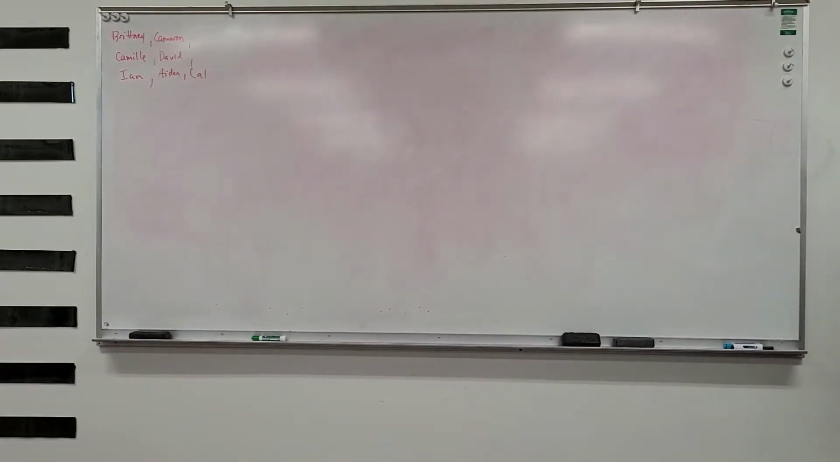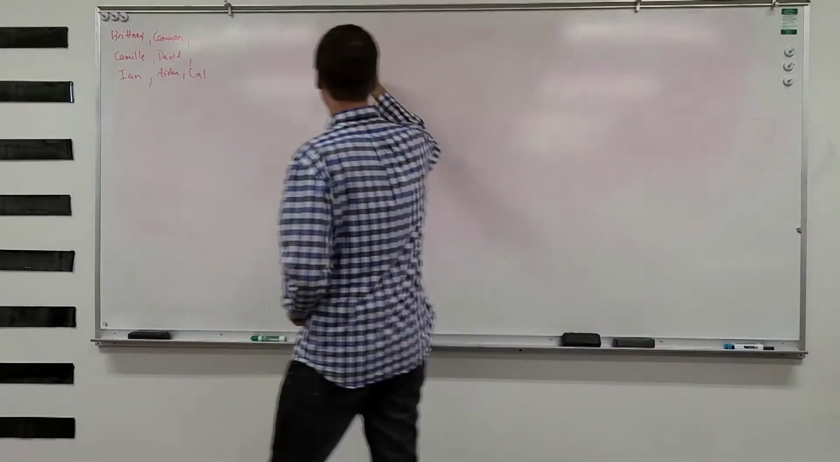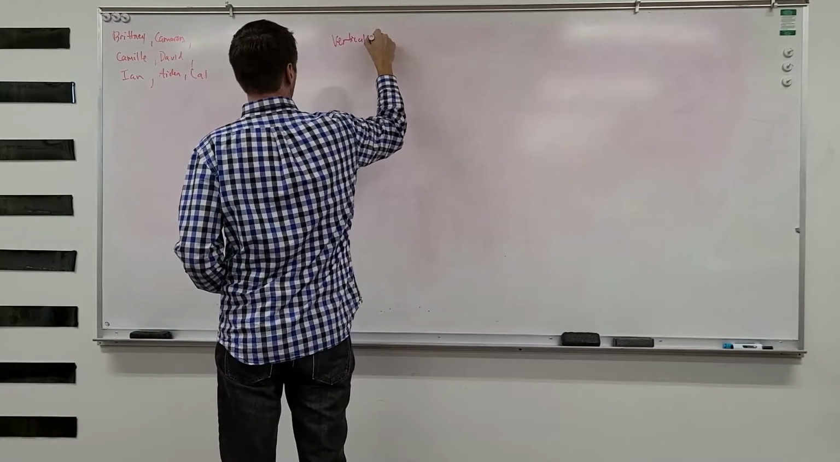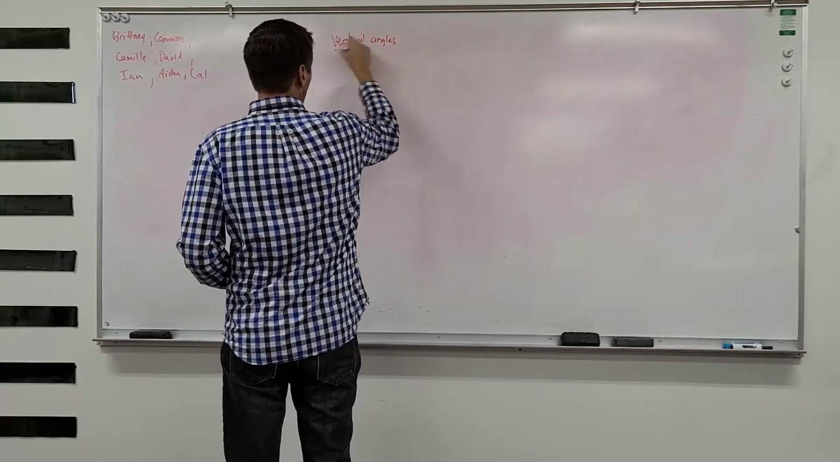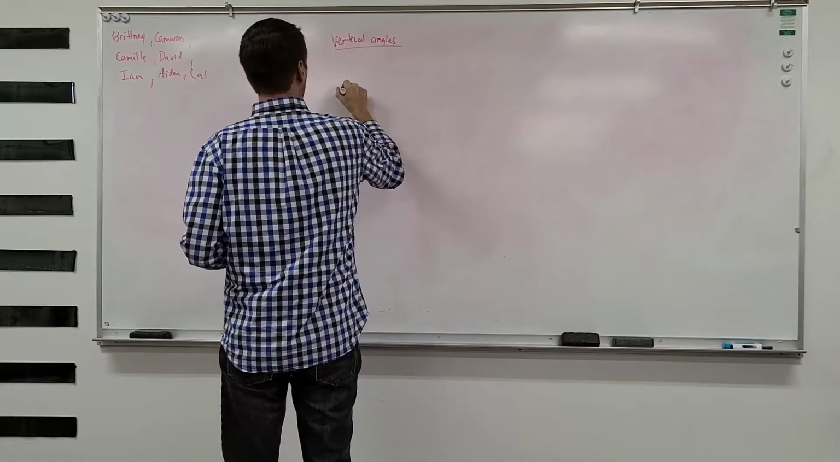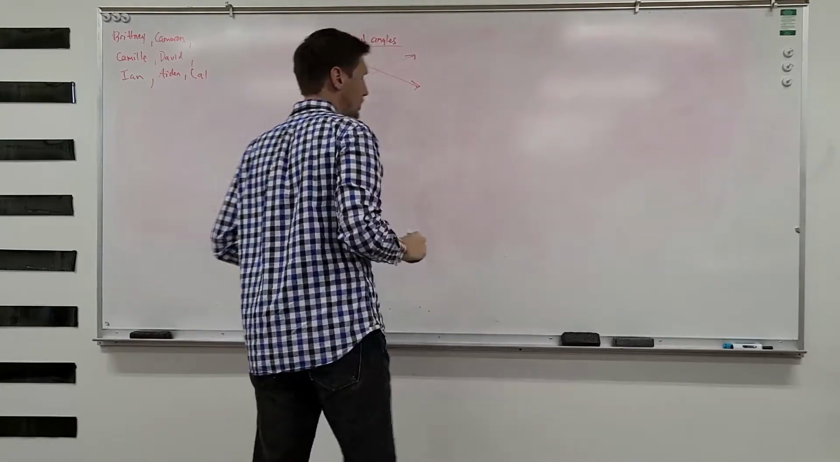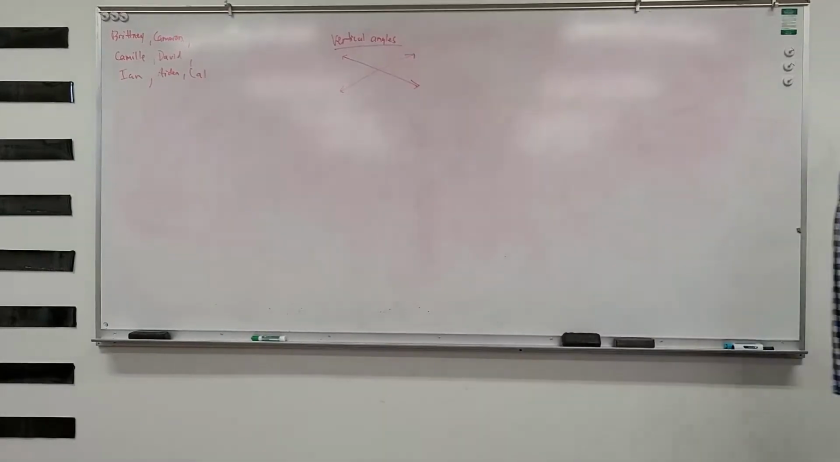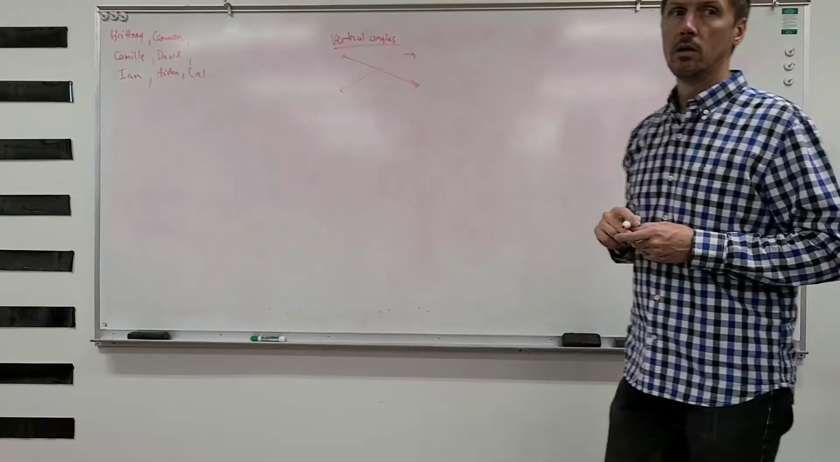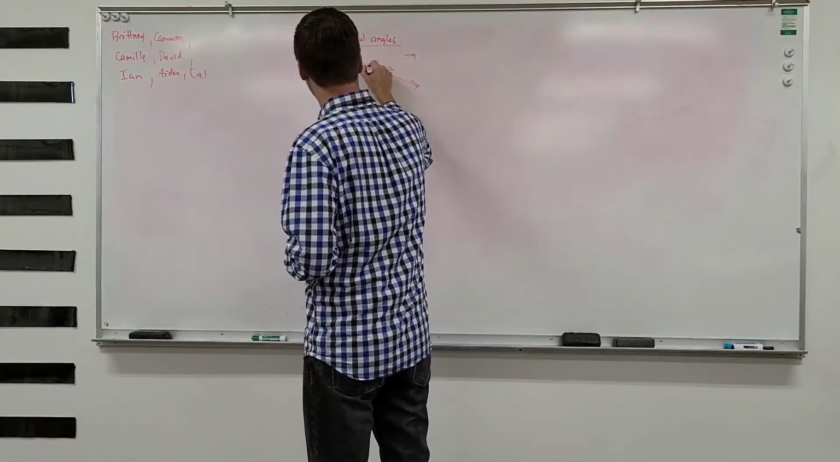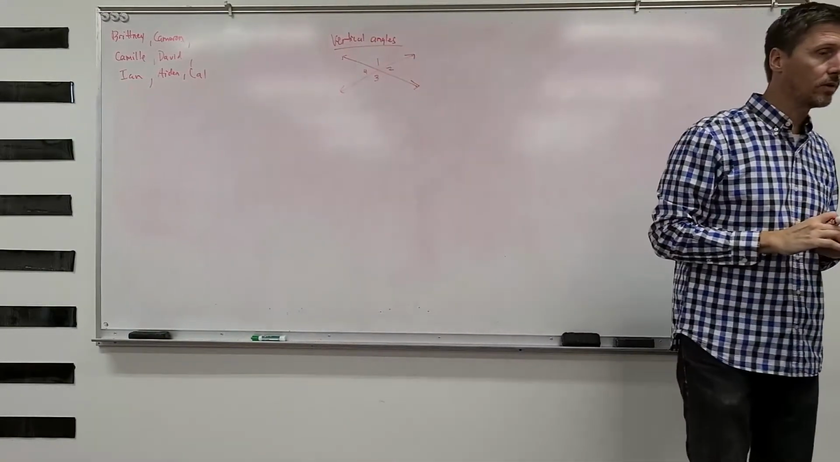Angle pair relationships. The first thing we're going to learn about is vertical angles. This is the definition of a vertical angle. If I have two lines that are crossing like this, how many angles are formed by those lines? Four, right? So I've got an angle here, 1, 2, 3, 4. Four different angles formed.